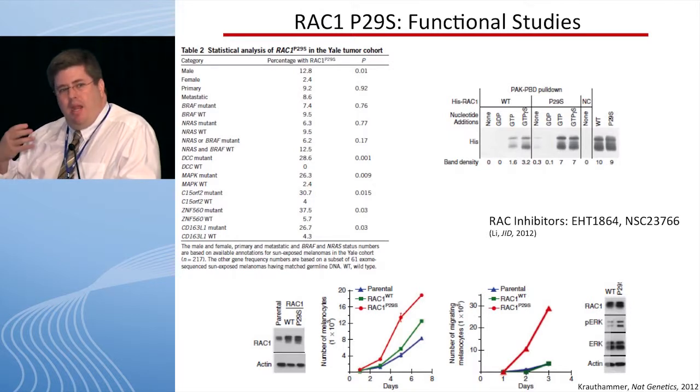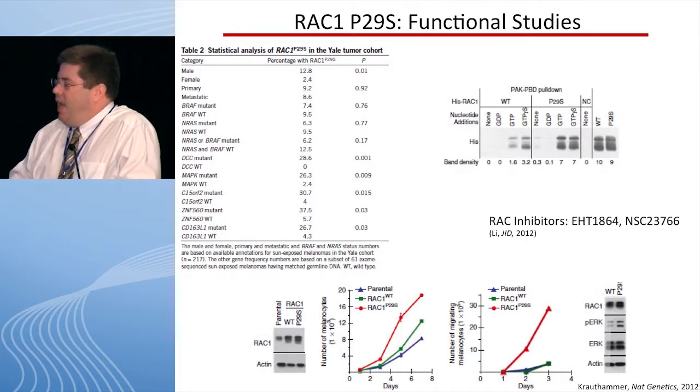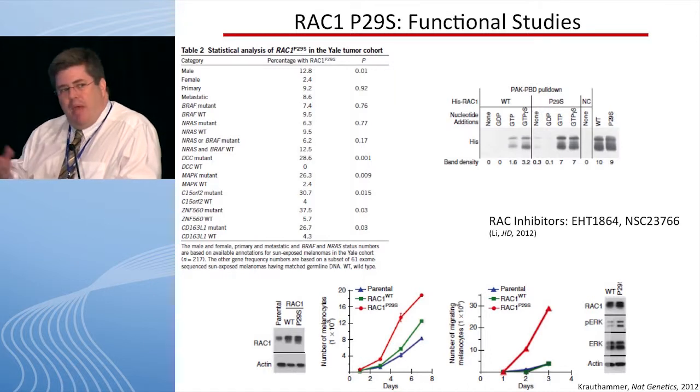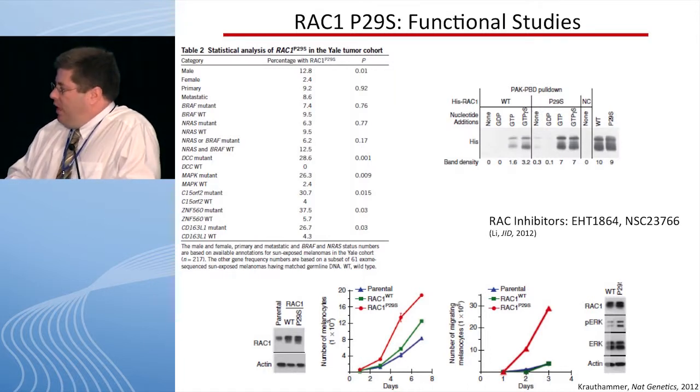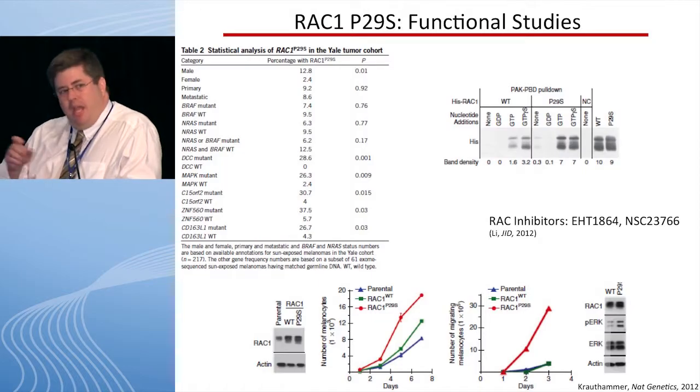What's shown in the upper right is biochemical evidence that when you put this mutation into the normal gene, it has more biochemical activity. And down at the bottom, it impacted the growth of cells. They grew slightly faster, and in particular, they actually migrated much faster than cells that were either having just their endogenous RAC1 or overexpressing a wild-type form of RAC1.